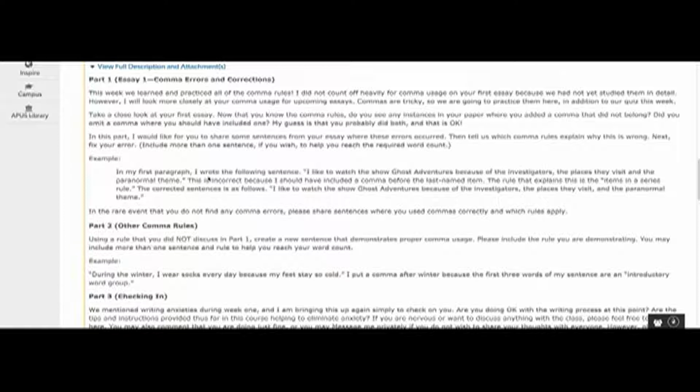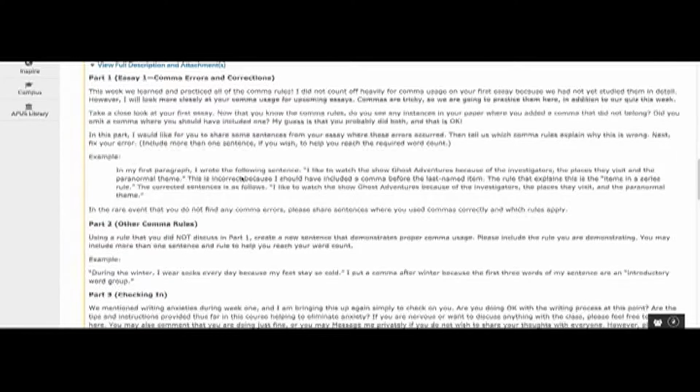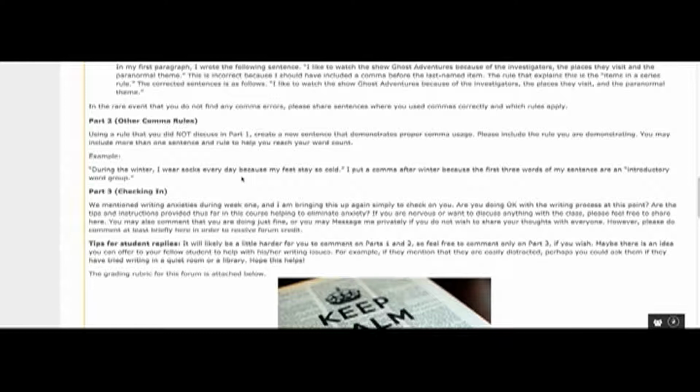For example, in my first paragraph, I wrote the following sentence. I like to watch the show Ghost Adventures because of the investigators, the places they visit, and the paranormal theme. This is incorrect because I should have included a comma before the last named item. The rule that explains this is the items in a series rule. The corrected sentence is as follows. I like to watch the show Ghost Adventures because of the investigators, the places they visit, and the paranormal theme. In the rare event that you do not find any comma errors, please share sentences where you used commas correctly and which rules apply. Okay, part 2, other comma rules.